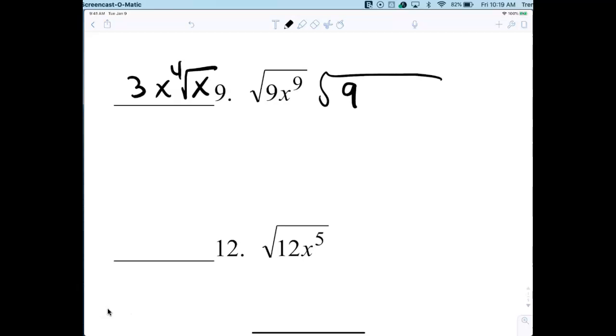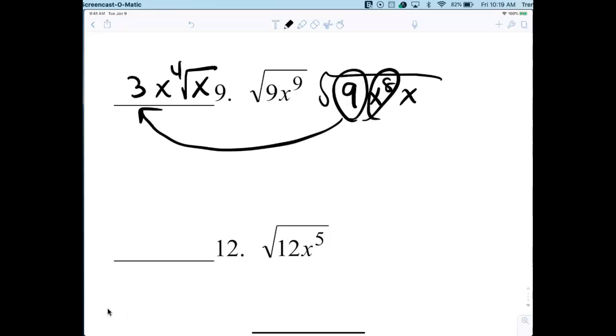Is x to the 9th a perfect square? No, so you break it down to x to the 8th times x. Everybody hear me? So now, this is a perfect square. What's the square root of 9? What's the square root of x to the 8th? 4. There you have it, guys. There you go. It's a pattern.